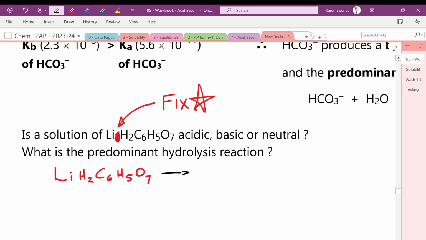I would just state that. To be honest with you, probably all you have to do is write the Ka and the Kb.